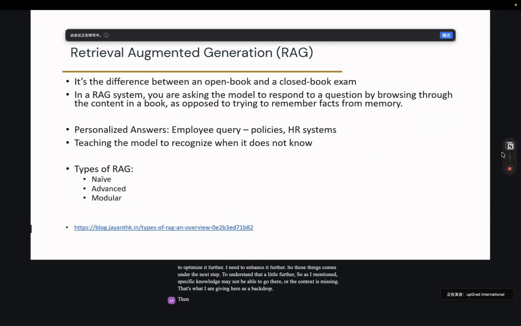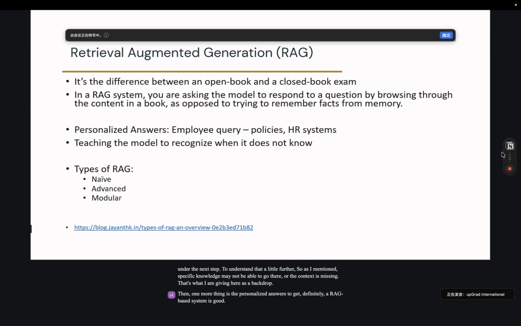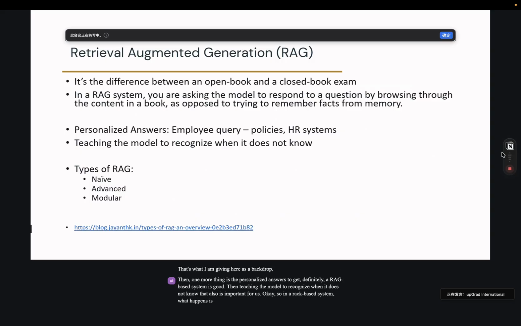Then one more thing is getting personalized answers. Definitely a RAG-based system is good. Then teaching the model to recognize when it does not know is also important for us. In a RAG-based system, you are asking the model to respond to a question by browsing through the content in a book. That means I am giving it specific vectors, as opposed to trying to remember the facts from memory. You are giving it extra hand-holding with some more information which may be more relevant.